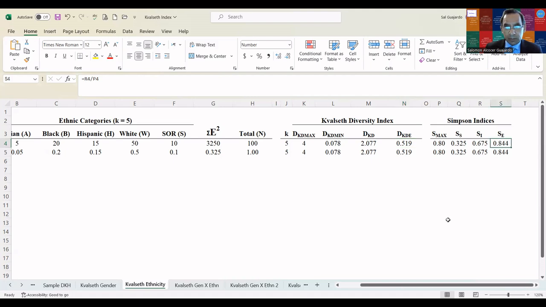When I compare that to the Simpson standardized score, the Simpson standardized score is 0.844, which means 84% of the maximum value of 0.80 was obtained for ethnic diversity. So that's how you apply the Kvalseth index again to the ethnic diversity data that was presented in previous episodes.